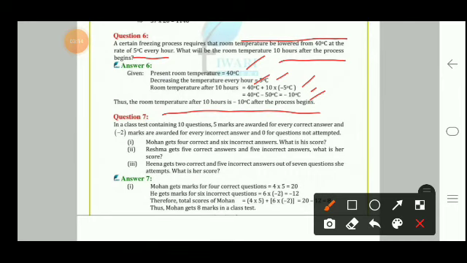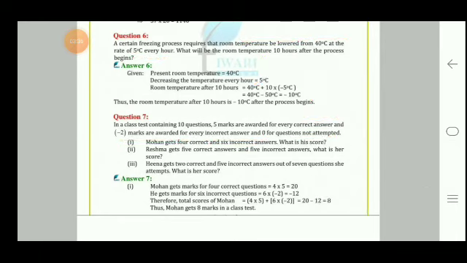Now question number 7. In a class test containing 10 questions, 5 marks are awarded for every correct answer and minus 2 for every incorrect answer, and 0 for questions which are not attempted. Mohan gets 4 correct answers and 6 incorrect answers, what is his score? Correct answers: 4 into 5, 20. Incorrect answers: 6 into minus 2, minus 12. So the total will be 20 minus 12, that is 8, which is the answer.